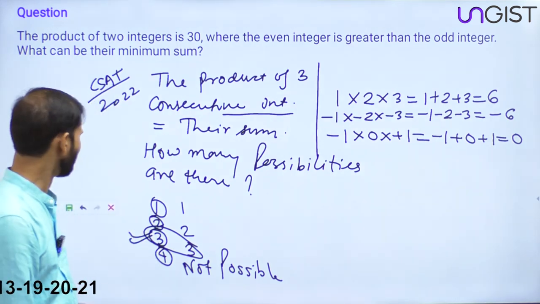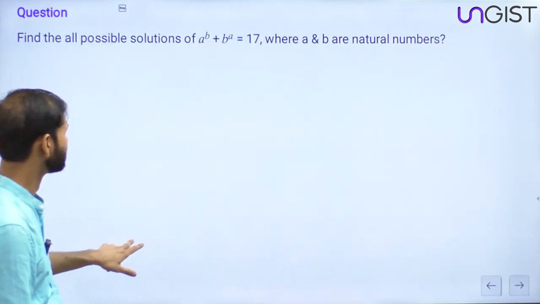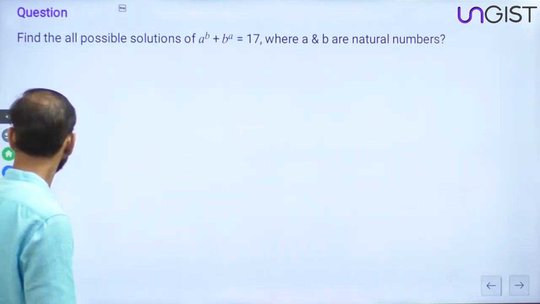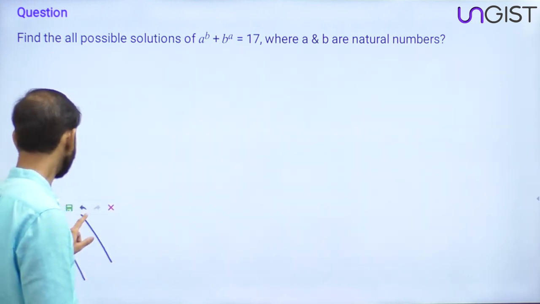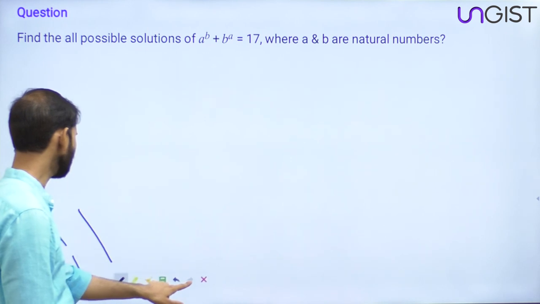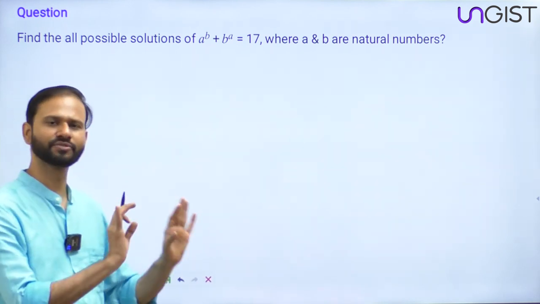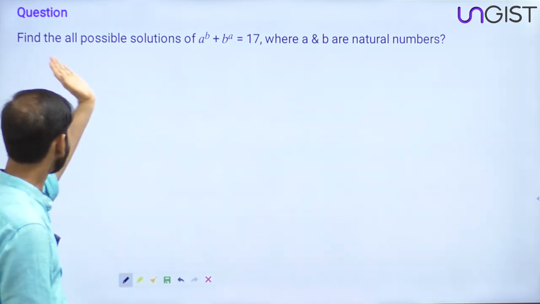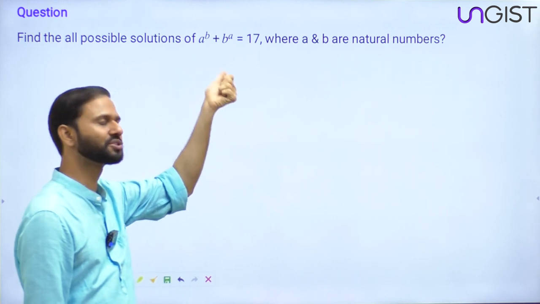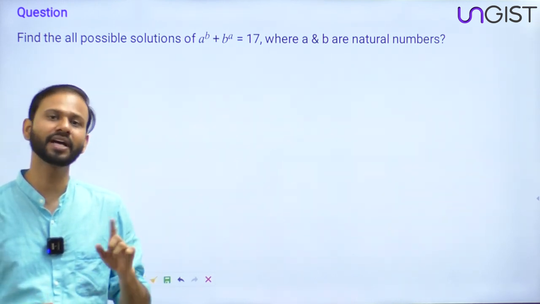So now let's move to the next question, everyone. Guys, can you solve this question? Just think about it. If you are able to solve it, it is fine. If you are not able to solve it, it is also fine. I am always there to help you out. The question is: find all the possible solutions of a raised to the power b plus b raised to the power a is equal to 17, where a and b are natural numbers.